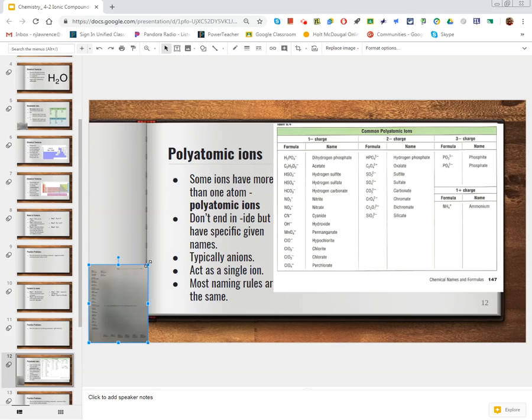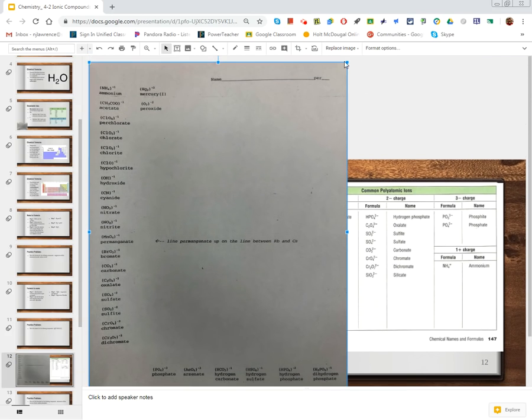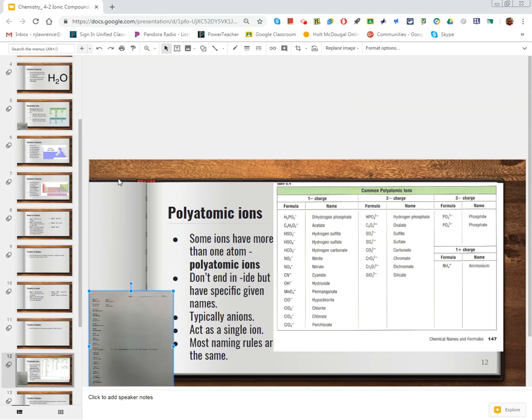So in class, you should have picked up this sheet. And when you have this sheet in class, we're going to take time to cut it out and attach it to your periodic table. But all your polyatomic ions are listed right here. So what is a polyatomic ion? It's just simply when multiple atoms, many atoms come together and they form an ion.